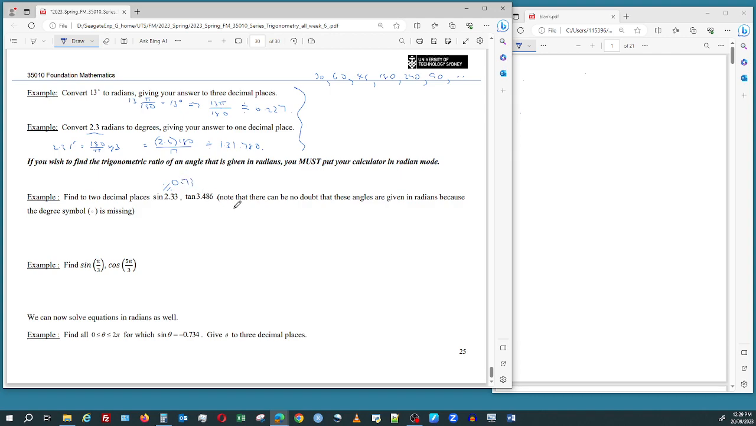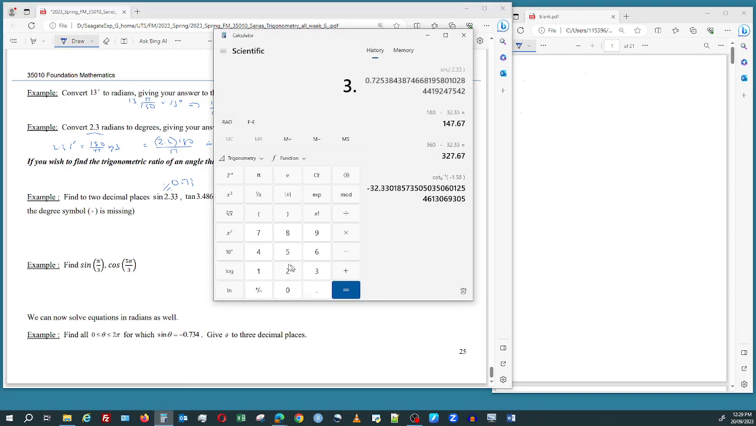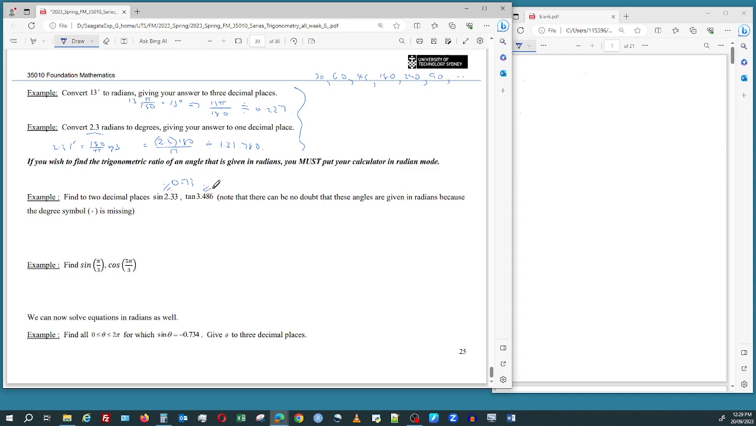Okay, 3.486, and we want that to be 10, still in radians. 0.358, which is 0.36. Alright, just make a note of that. If it's not expressed with the degree symbol, it's got to be radians. If it's just a number, then that means it's radians, that's the hint.